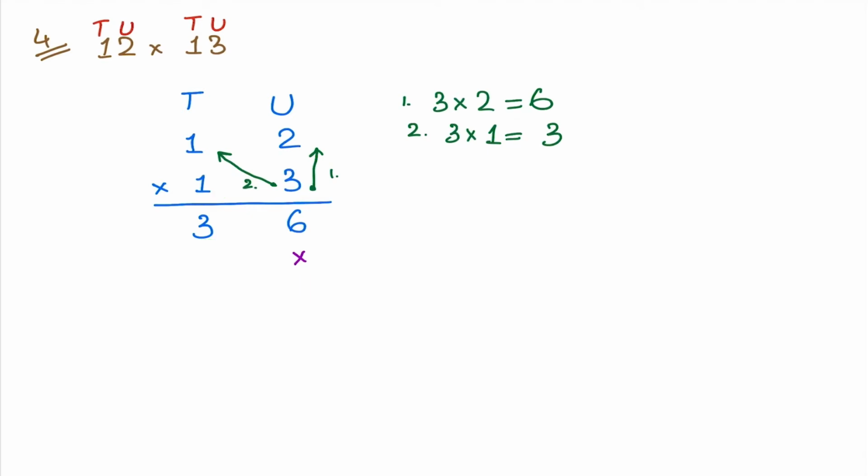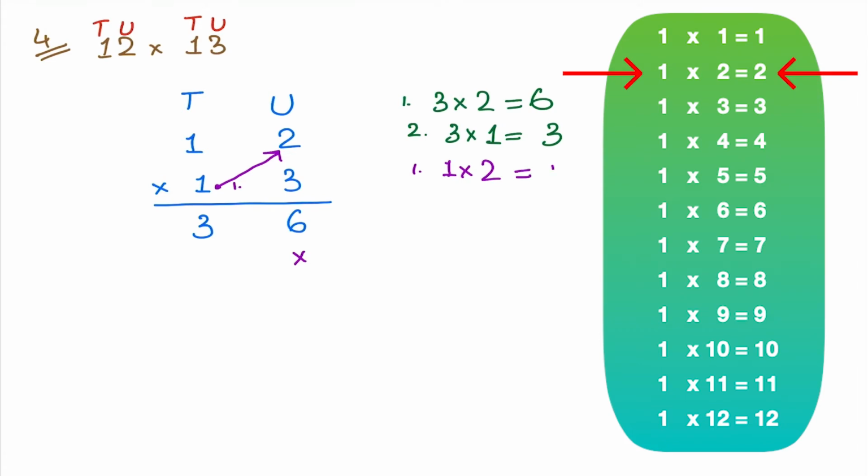Okay? So let me quickly rub this. Now it will be more clear to you. So what we will do is we will first multiply the tens digit on the bottom number with the units digit on the top number. Okay? So we will first multiply 1 with 2. So 1 times 2 is 2. We will write 2 here.